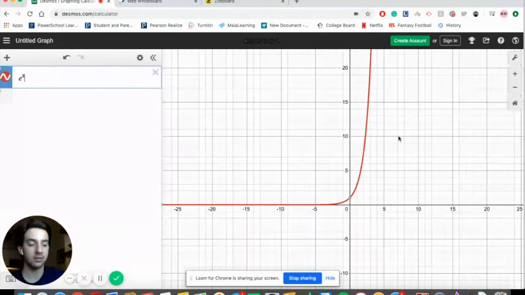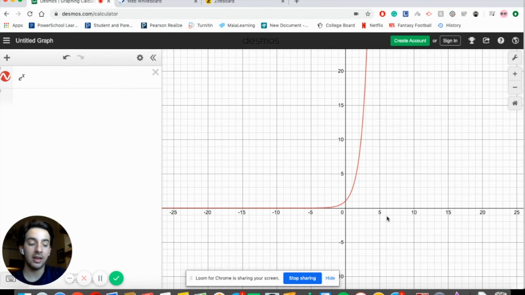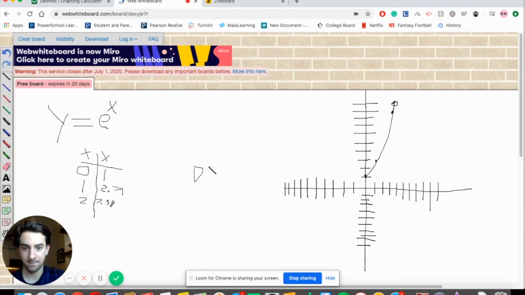So now that I'm here in Desmos, I'm going to explain the domain, range, horizontal asymptote, and vertical asymptote. The domain for e to the x is always going to be all real numbers, since not only in this one, but in exponential functions, the domain is always real. So we could just go ahead and write domain equals all reals, or we could also write from negative infinity to positive infinity.